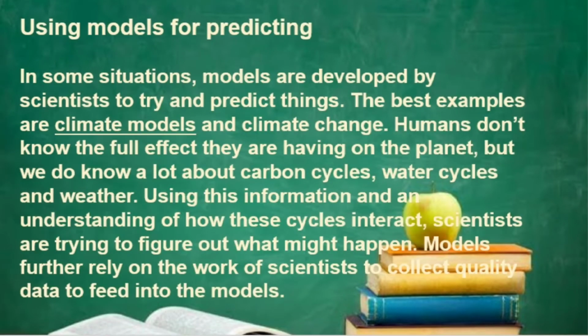Using models for predicting. In some situations, models are developed by scientists to try and predict things. The best examples are climate models and climate change. Humans don't know the full effect they are having on the planet, but we do know a lot about carbon cycles, water cycles, and weather. Using this information and an understanding of how these cycles interact, scientists are trying to figure out what might happen. Models further rely on the work of scientists to collect quality data to feed into the models.